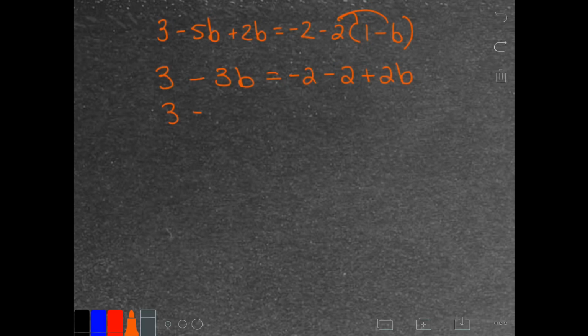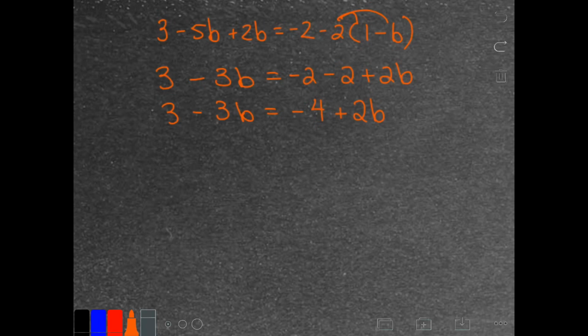So we're going to leave the left-hand side alone. And we're going to do negative 2 minus 2. Well, it's the same as negative 2 plus a negative 2. How many negatives do I have here? I have negative 4 plus 2b. Now I have an equation with variables on both sides. Let's go ahead and collect the variables to one side.